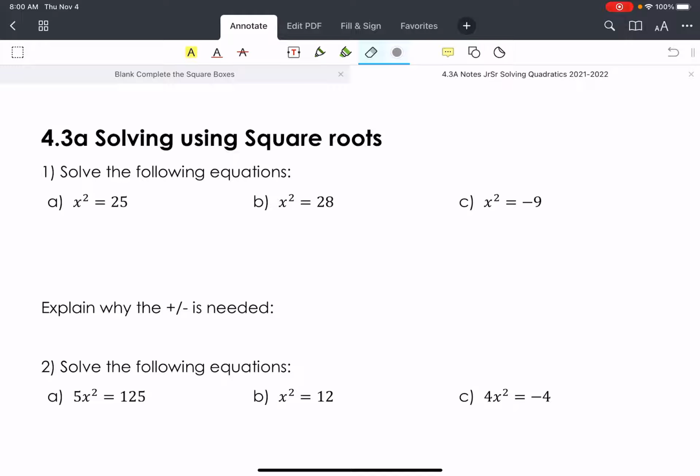Now, if I'm trying to figure out x squared equals 25, I'm trying to figure out what number, right, times itself twice is 25. Does that make sense? Okay. So, does anyone think they know an answer for this? 5 times 5, okay. 5 times 5 is 25. So I totally agree x is 5, okay?